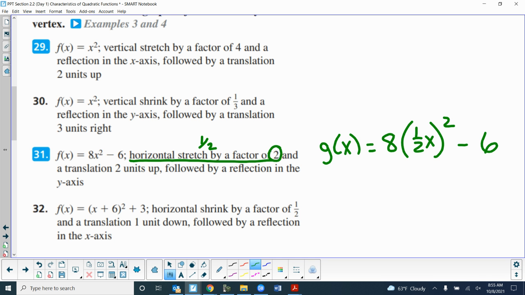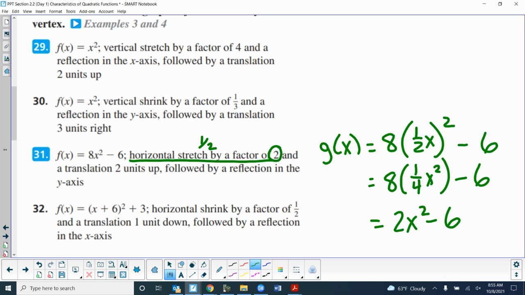So what's 1/2 times 1/2? What's 1 times 1? What's 2 times 2? And then squared. And then I could go 8 times a 1/4. What's 8 times 1? 8 divided by 4, 2. So this becomes 2x squared minus 6 when we simplify it, when we clean it up. That's what you wanted, right? Yeah. Okay, you're welcome. Anything else?